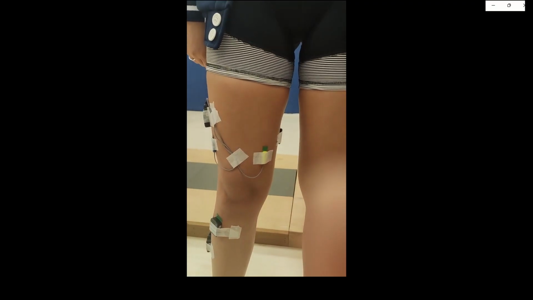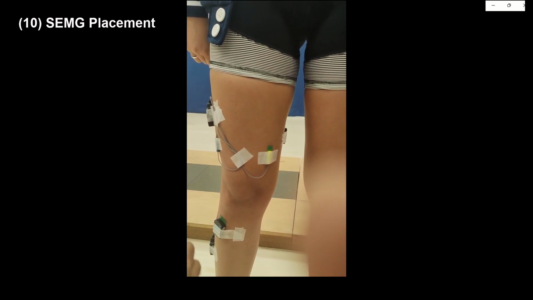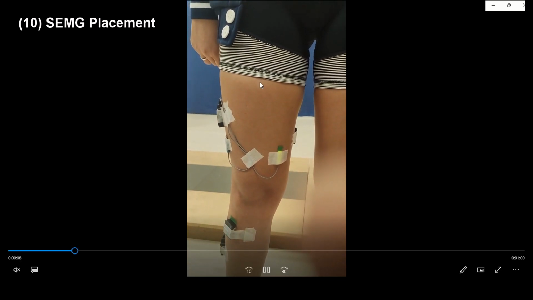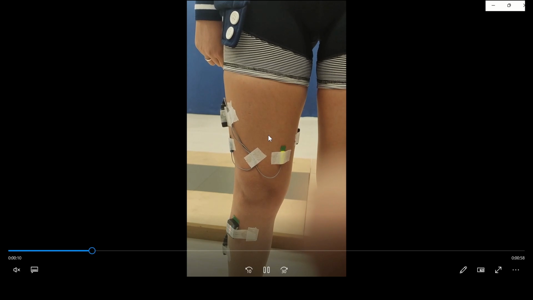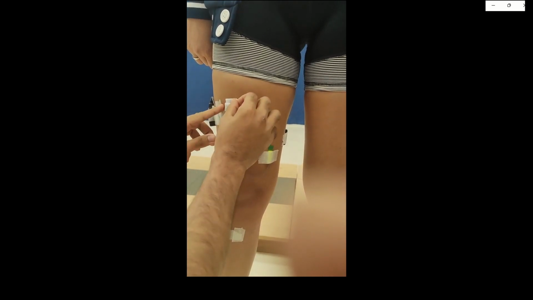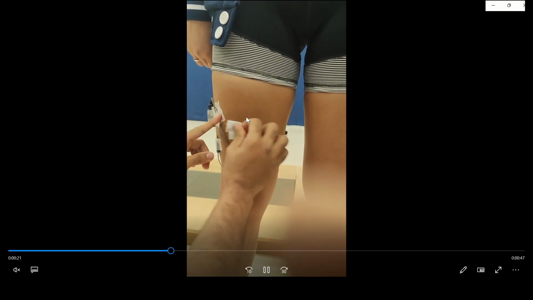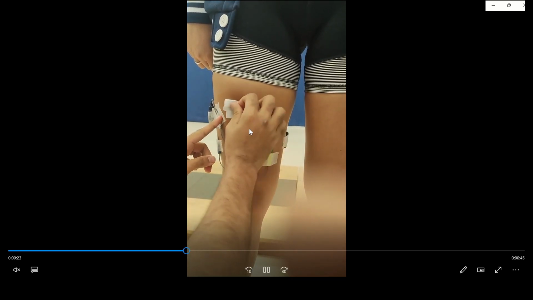Right, and in tip number 10, we have the placement of EMG sensors on the body. This is the muscle that we're targeting, the rectus femoris, which is one of the more prominent muscles in the quadriceps. The first thing you need to do is clean the area. If you have hair on your subject, you may need to shave it off, but this is not always necessary. Else you can just clean the area using an alcohol swab.